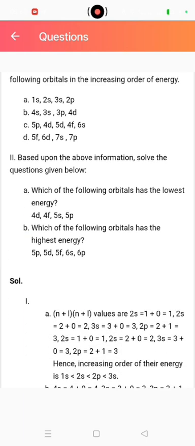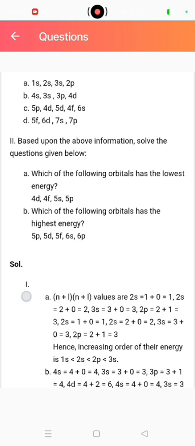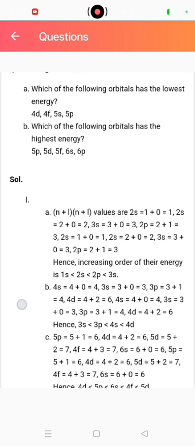So n plus l values: 1s is 1 plus 0, which is 1. 2s is 2 plus 0, which is 2. 3s is 3 plus 0, which is 3. 2p is 2 plus 1, since l value for p is 1, so it is 3. So 1s is first, then 2s, then 2p comes. Because 2p and 3s both have n plus l value 3 itself, the one with the smallest n value has the least energy. Okay, so the order is 1s, 2s, 2p, 3s.